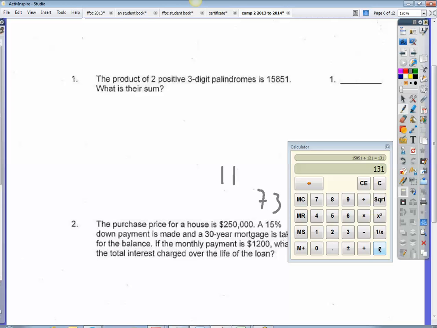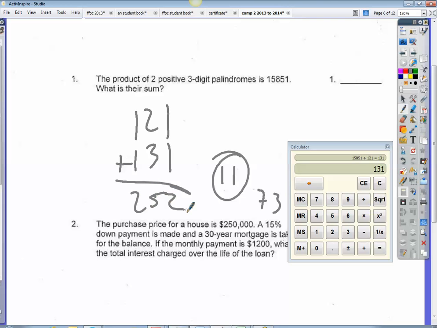Oh, I got it right on the first one. Check that out. I was just checking things out. So here's where the 1 and the 1 came up. That's why I tried 1. So I just tried two small palindromes. So 121, 131. Add them together and you get 252.